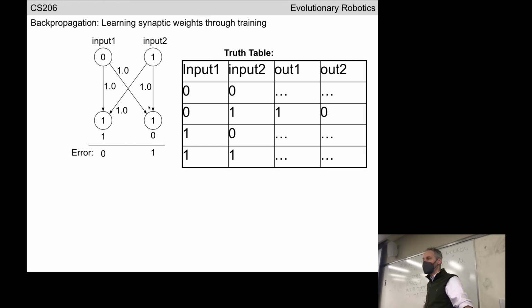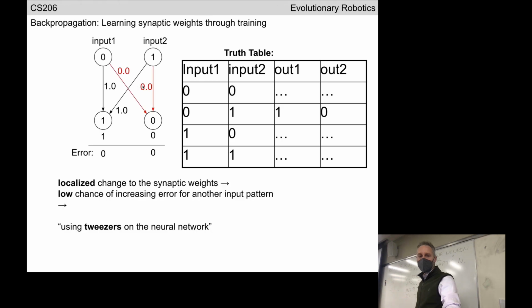These two synapses are the only thing that's influencing the behavior of this erroneous neuron. So that's where you should go. Backpropagation travels backwards along both links and makes a change to them, so that now, the next time you propagate forward, it does the right thing. That's the backpropagation of error algorithm.